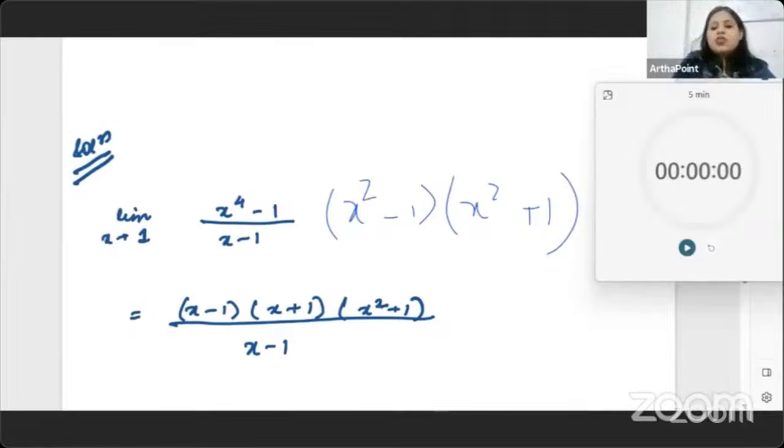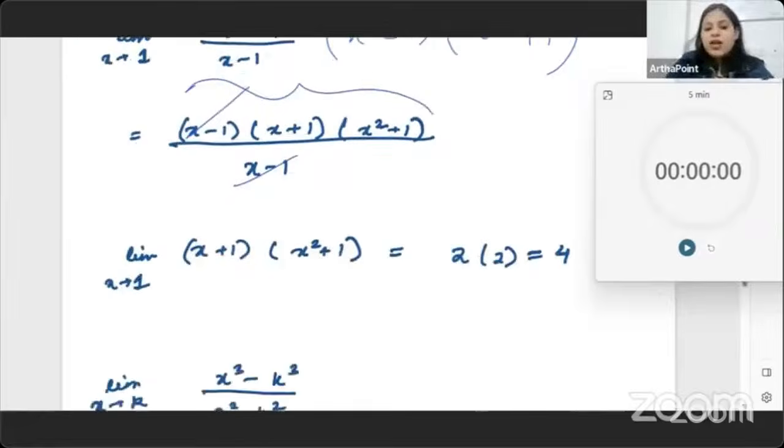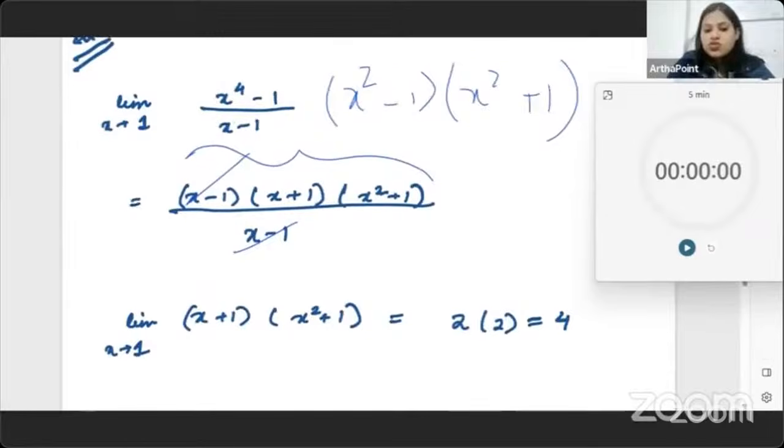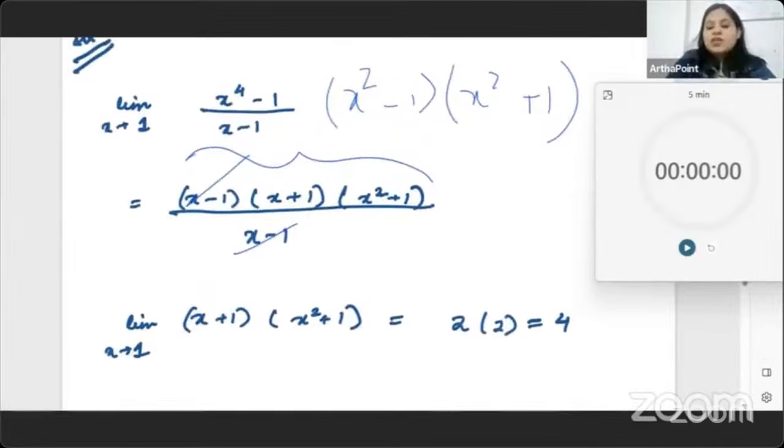So this is my numerator divided by x minus 1. So this gets cancelled out. Now if I apply the limit, if I put x equal to 1, I will get 1 plus 1, which is 2, into 2. So the answer will be 4. So I have been able to solve that the left side becomes 4. Now let's look at the right-hand side, beta.